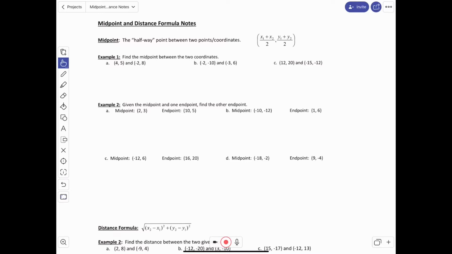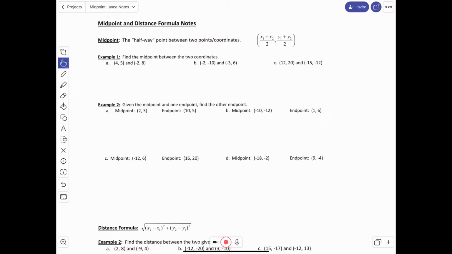Midpoint and distance formula. The first thing we're going to talk about is your midpoint, which is just a halfway point between two coordinates. So all you're doing is you're splitting the difference between 2 points. And think of it as like the average. You're adding two things together and dividing it by 2 because there's 2 of them.